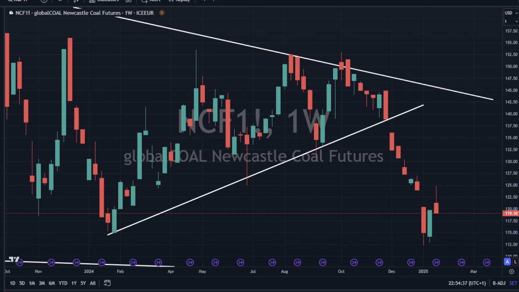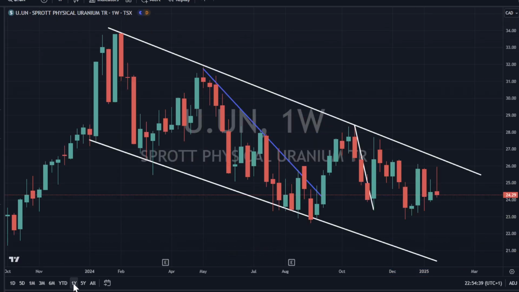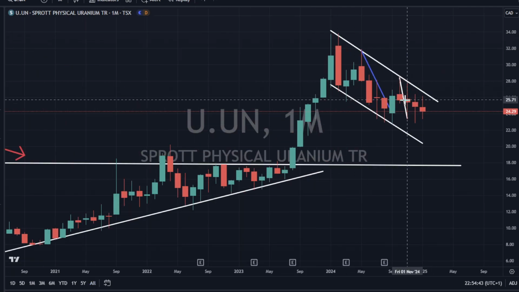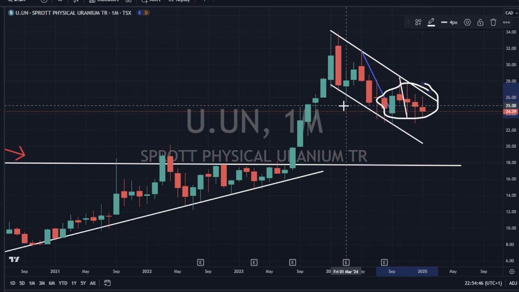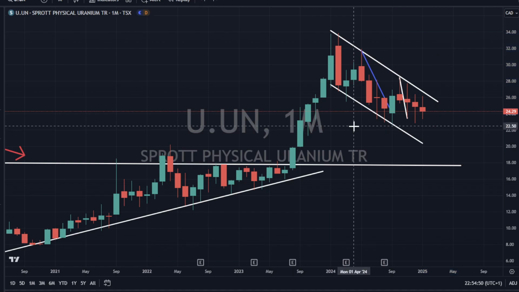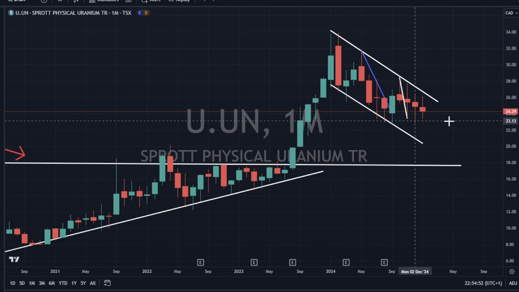Give it some time. Raw physical uranium trust down 1.1%, and we are still within the flag pattern. All of this looks bullish to me in that circle. It's a bullish setup to break higher eventually. But a lot of people, they get impatient here.